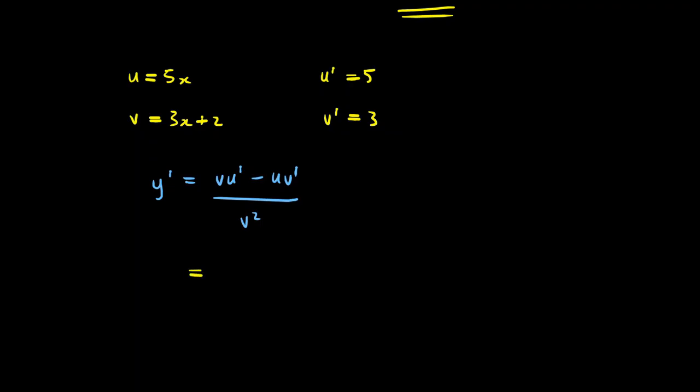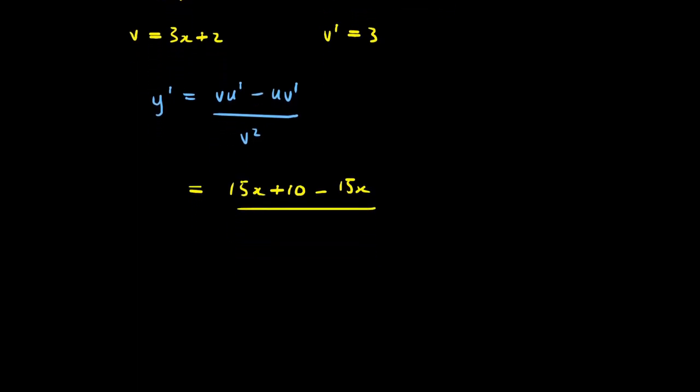So our v is 3x plus 2 times by 5, so that's 15x plus 10. Our u dv is 5x times by 3, which is 15x. And our v squared is 3x plus 2 all squared. Well, this is going to simplify, isn't it? Because the 15x and the 15x cancel out. So we've got 10 over 3x plus 2 all squared.